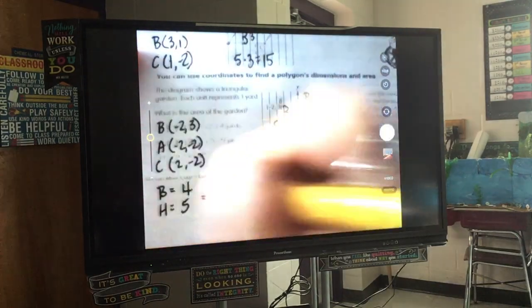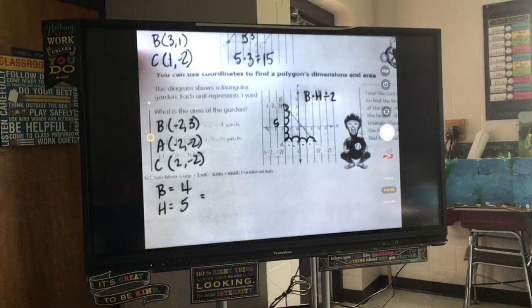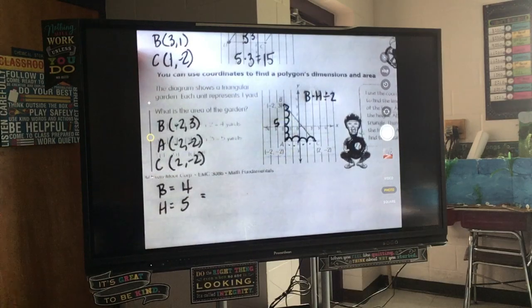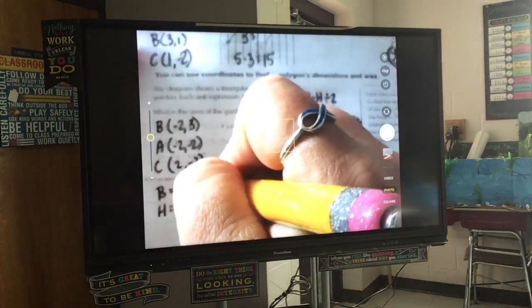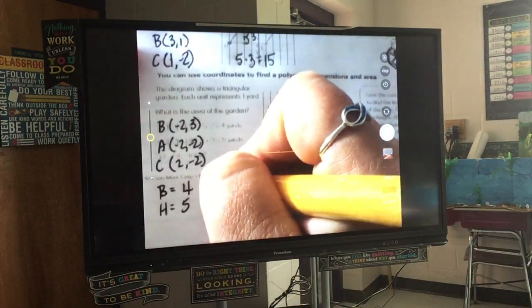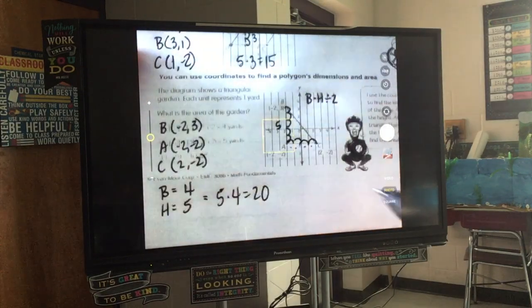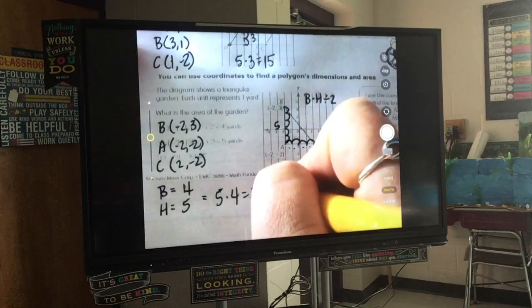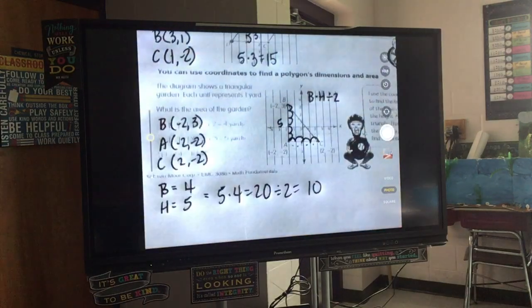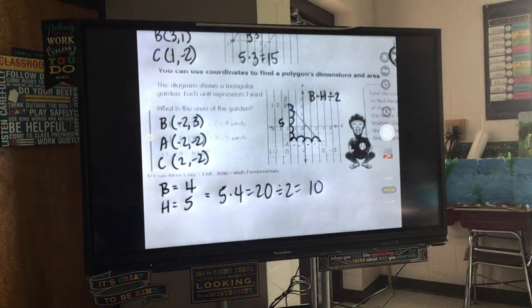All right, so what do we do from here? We know our base, we know our height. What do we do from here, Caitlin? The base and the height. Okay, so I do 5 times 4, that gives me 20, and then what do I do? Divide by 2. And that gives me what? 10. All right, thumbs up if you got 10 units as your answer.